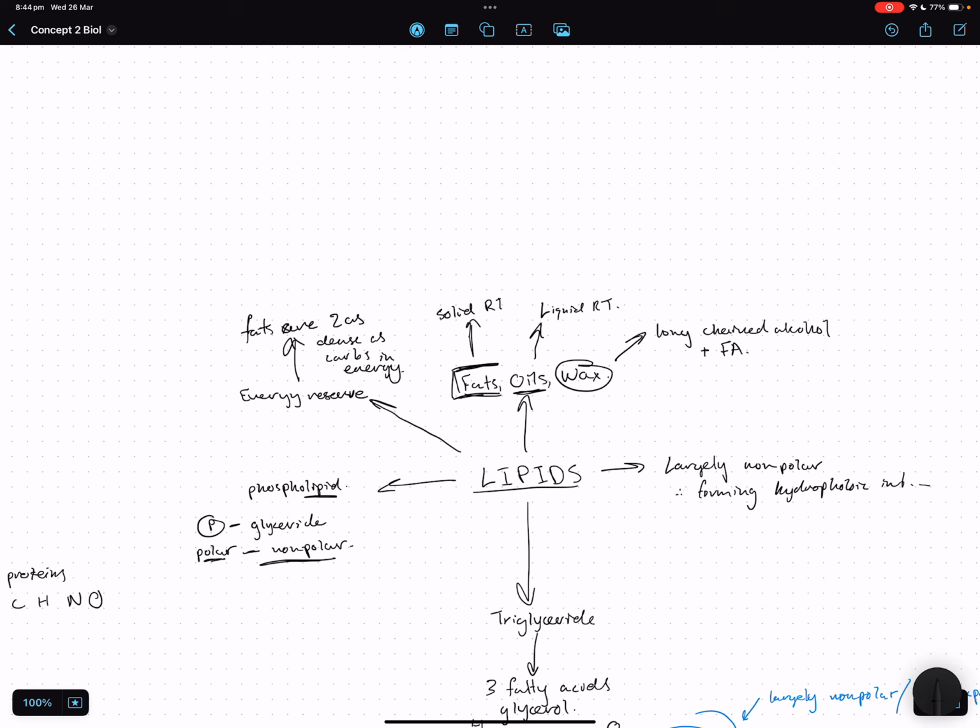We also use fats for insulation. That's pretty self-explanatory, I think. I mean, like whale blubber, for example. Heat doesn't transfer very easily through fats.